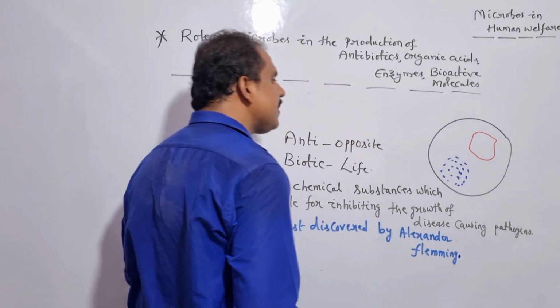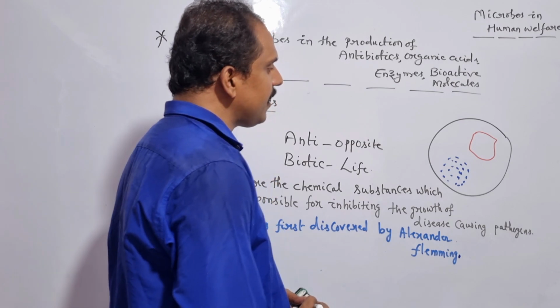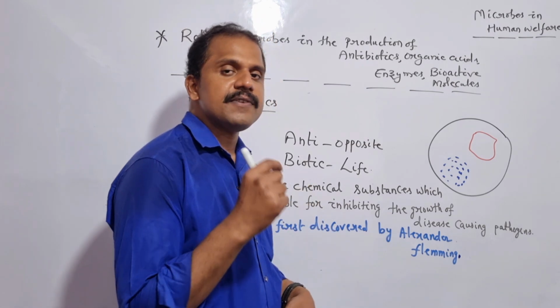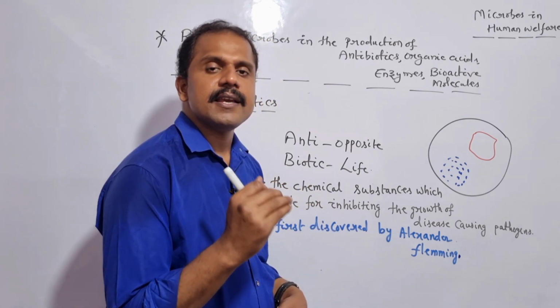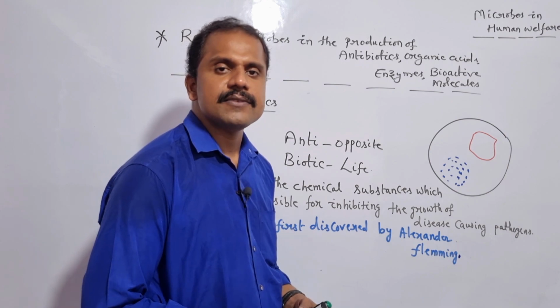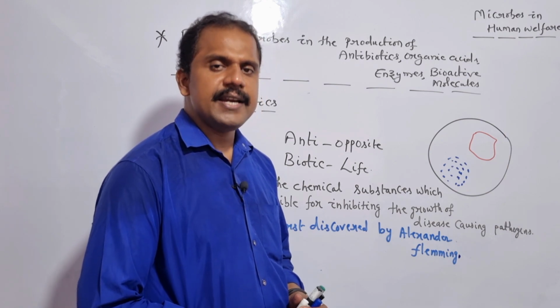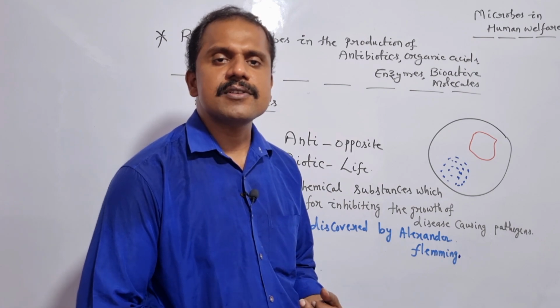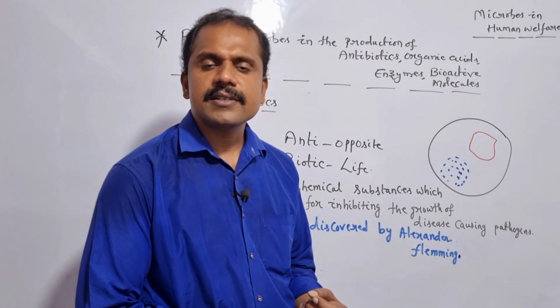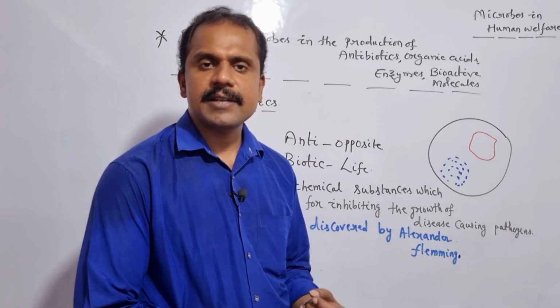So the particular mold which is responsible for regulating the production of the specific chemical substance termed penicillin was named in later days as Penicillium notatum. So Penicillium notatum is the specific mold which is responsible for regulating the production of the chemical substance termed penicillin.